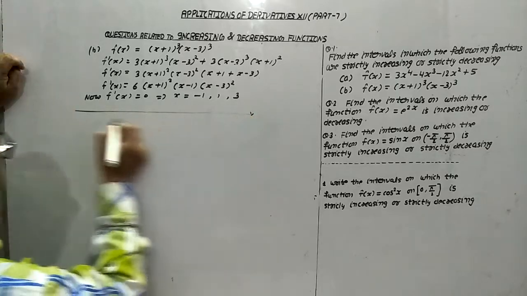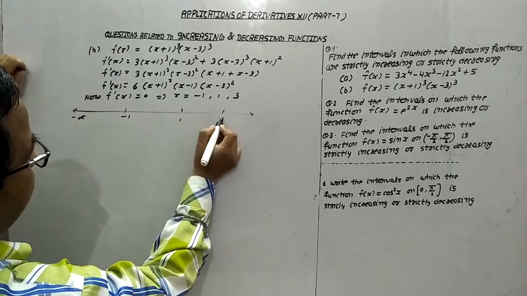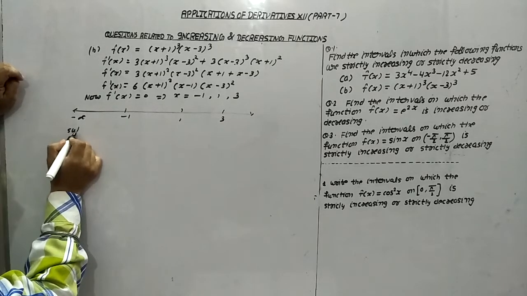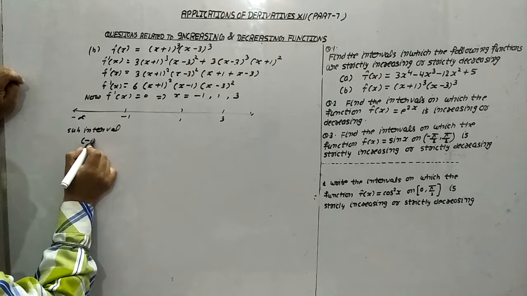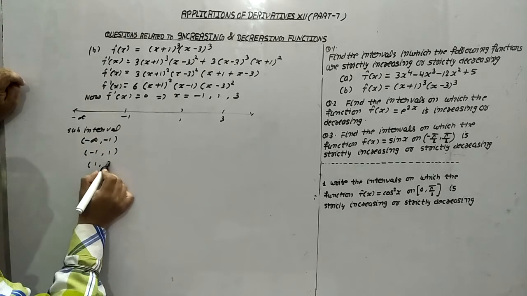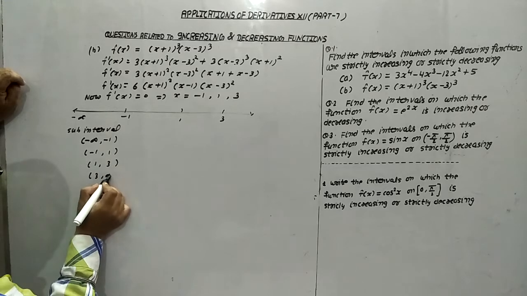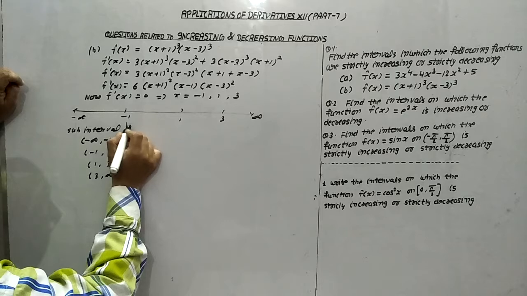Make the number line. On the number line we have minus infinity, minus 1, 1 and 3. Subintervals: we have the intervals minus infinity to minus 1, minus 1 to 1, 1 to 3, and 3 to infinity. These are the subintervals. So then, the test value.